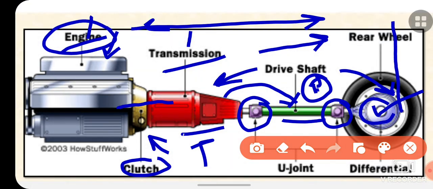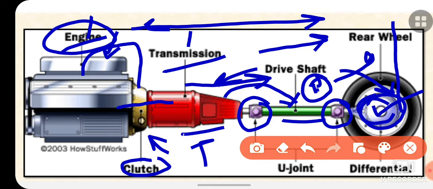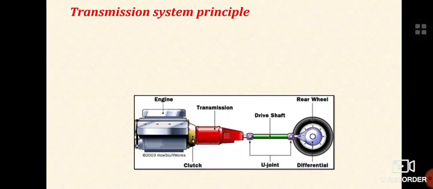How is this power transmitted to the rear axle? For that, this differential gearbox is very essential. This is how engine transmits the power through the clutches, through the transmission system, then driving shaft or propeller shaft to the differential, and this is transmitted to the rear wheels. So let's discuss the transmission system principle.